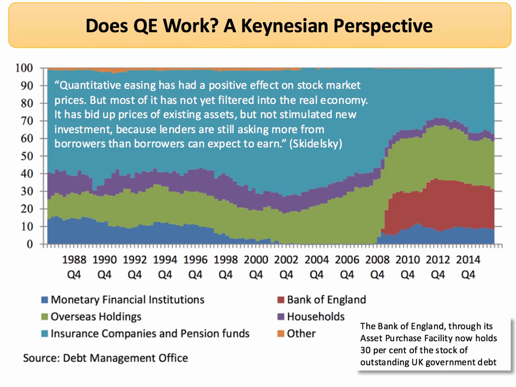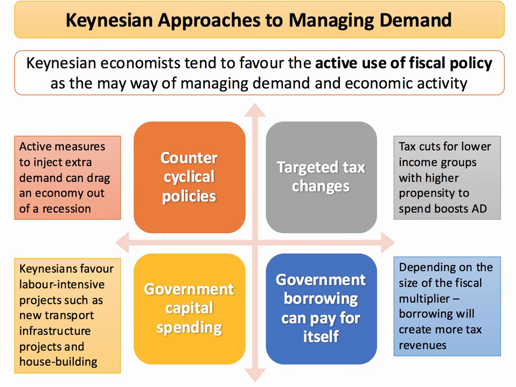Here's Skidelsky's quote: "Quantitative easing has had a positive effect on the stock market prices and also house prices as well, but most of it has not yet filtered into the real economy. It's bid up the prices of existing assets, but not stimulated new investment." And here's the killer quote: because lenders, aka the banks, are still asking more from borrowers than borrowers can expect to earn. And that's the fundamental problem, one of the reasons why QE doesn't necessarily work very effectively.